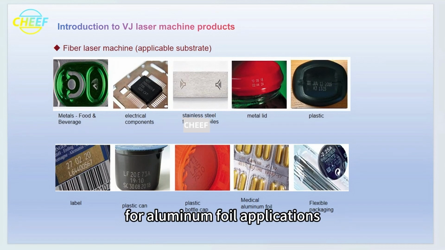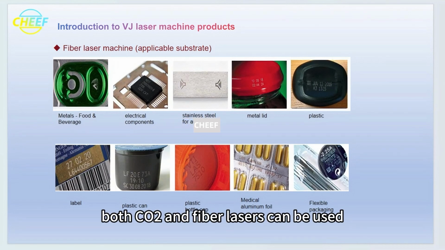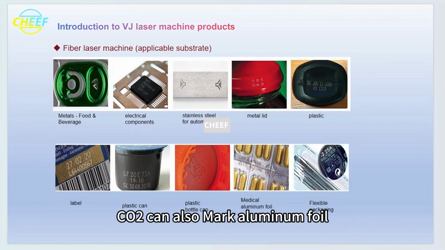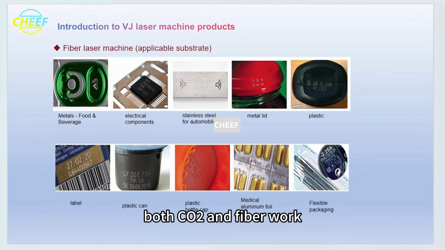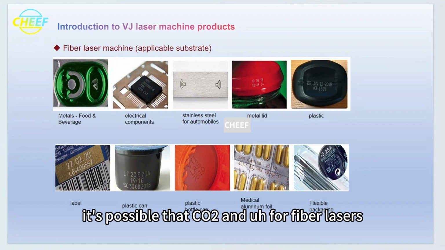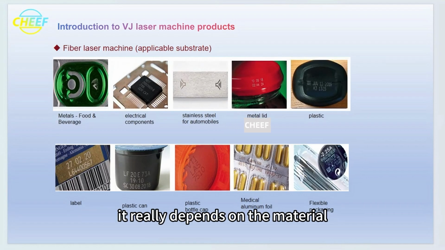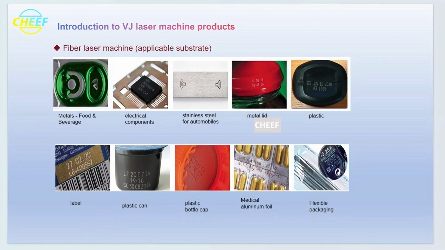For aluminum foil applications, both CO2 and fiber lasers can be used. CO2 can also mark aluminum foil. Both CO2 and fiber work. As for soluble packaging, it's possible with CO2, and for fiber lasers, it really depends on the material. It depends specifically on the material.